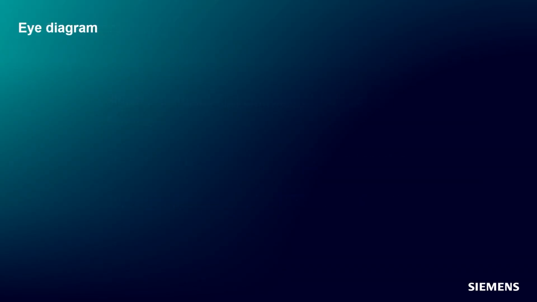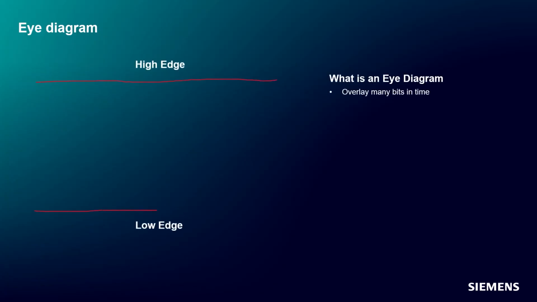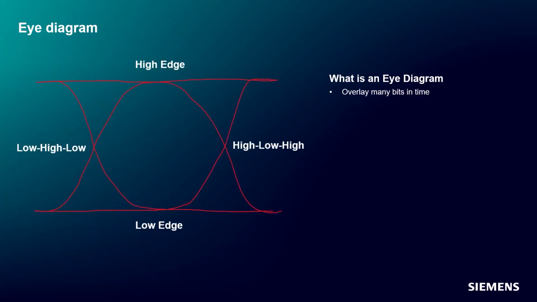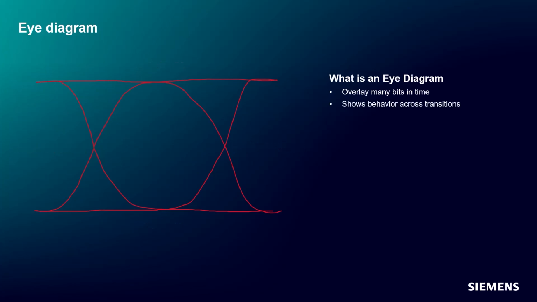Let's start with one of the most common metrics for evaluating signal quality, the eye diagram. An eye diagram is created by taking many bits of a signal and overlaying them on top of each other in time. This allows us to see how the signal behaves over many bits all at once. Instead of looking at a single waveform, we are observing the statistical behavior of the signal over many transitions. When plotted this way, the waveform forms a shape that looks like an eye.